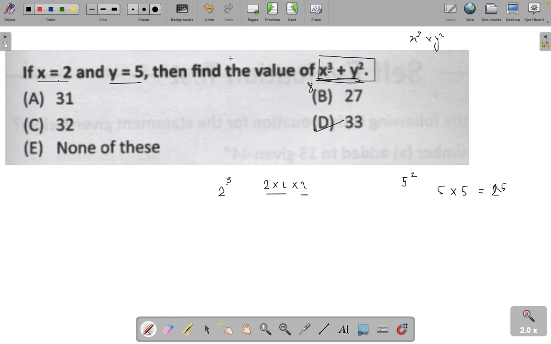Right? So you can just add both the two numbers. My pen is not working today. So you have 25 plus 8, which is 33. So D is the correct answer.